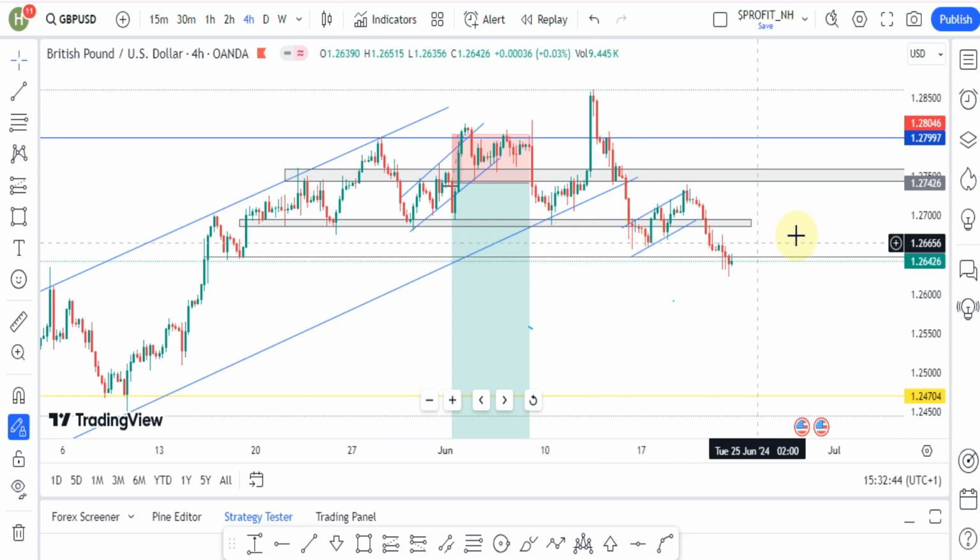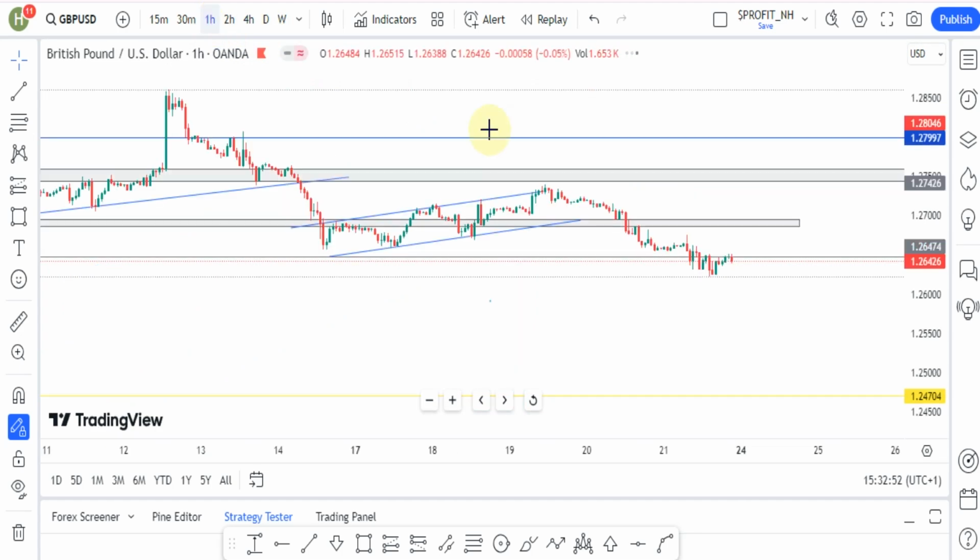Again, I'm going to go to another pair. And if you go to the 1 hour time frame, let's look at what the market is doing there.